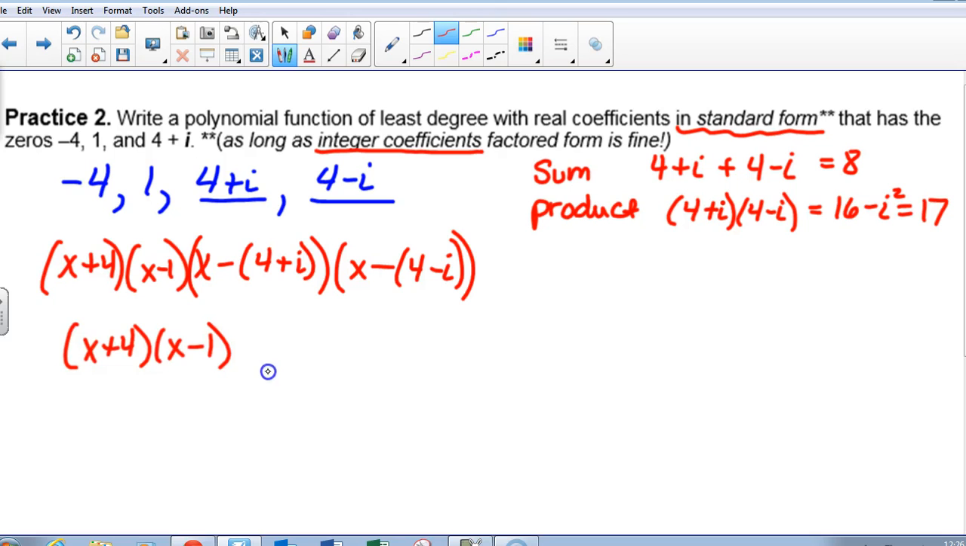Anybody remember the shortcut? What's going to happen if we do all that? We found our answers over here. How does it go? X squared, opposite of the sum, plus the product.